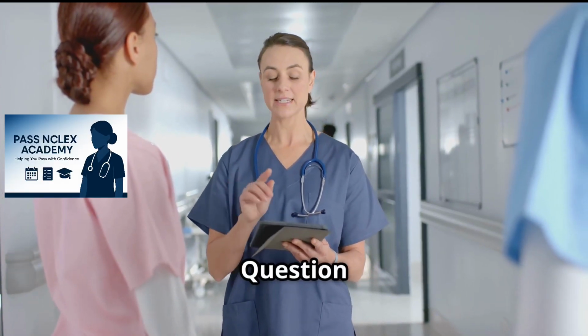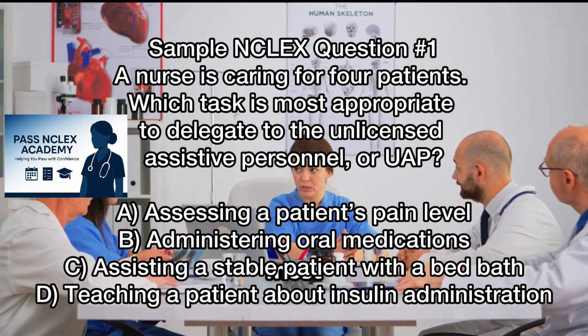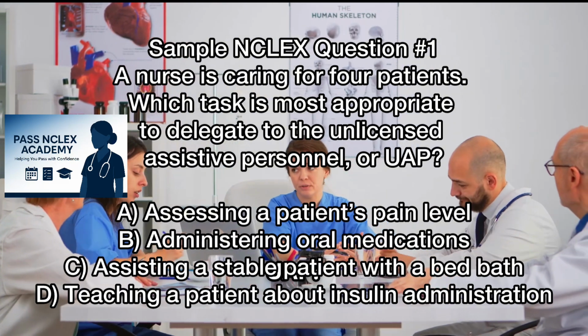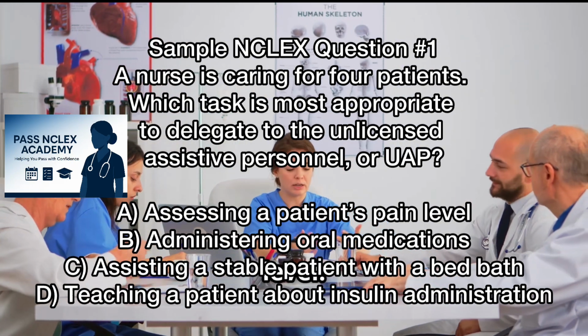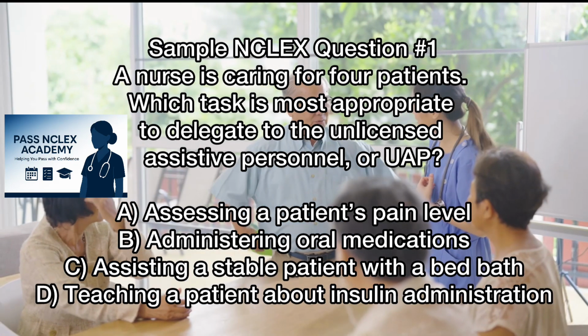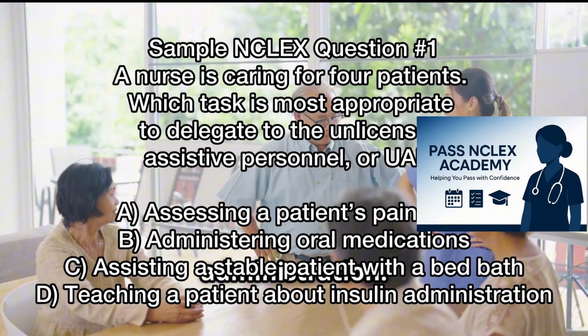Sample NCLEX question #1. A nurse is caring for 4 patients. Which task is most appropriate to delegate to the unlicensed assistive personnel, or UAP? A. Assessing a patient's pain level. B. Administering oral medications. C. Assisting a stable patient with a bed bath. D. Teaching a patient about insulin administration.